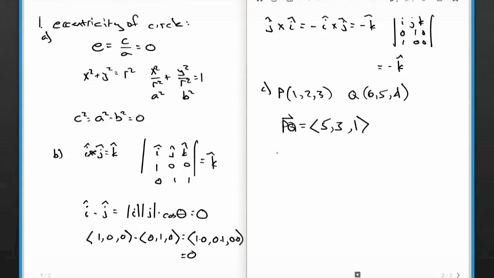And QP, well, that just is the opposite of this. To get from 6 to 1 is negative 5, so you could write that as negative 5i. And then to get from 5 to 2 is negative 3.